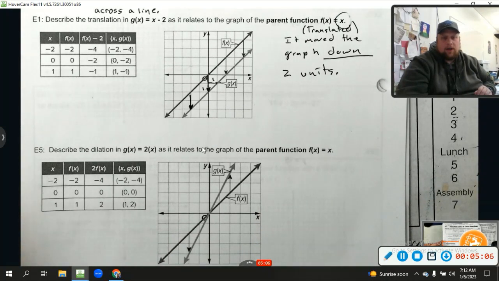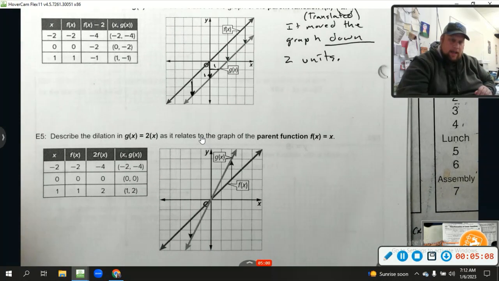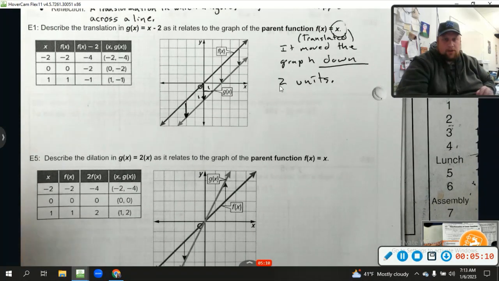Now I want to talk about a dilation here. So this is a translation. We're just adding or subtracting to the parent function. You see it moves everything down a little bit, okay? Where we had originally, it would have been 0, 0. Now it's 0, negative 2. It's down to where it would have been 1, 1. Now it's 1, negative 1. Where it would have been negative 2, negative 2. Now it's down 2 to negative 4, okay?